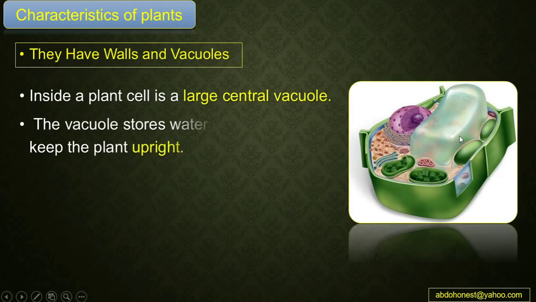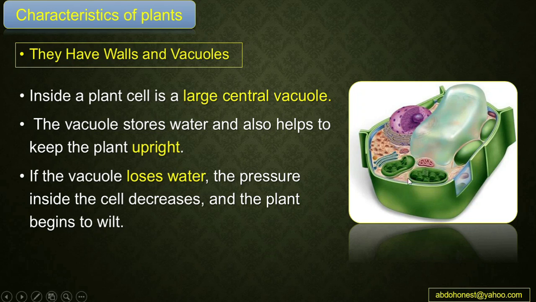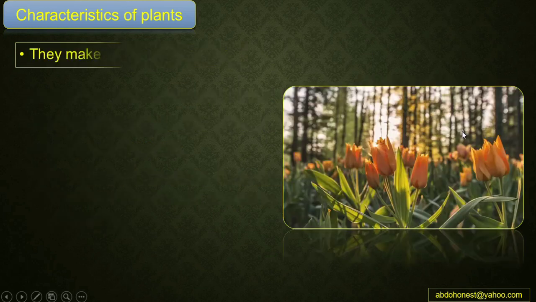One other thing, guys, which is the vacuole. In the plant cell, they have a large central vacuole. It has an important function because it can store water, and also it can help the plant to keep upright. So the plant can stand upright because of this vacuole. This vacuole, guys, can store water and also can store waste. If the plant loses water, the pressure inside the vacuole will decrease, so the plant finally will wilt. So the vacuole is a very important thing in the plant.